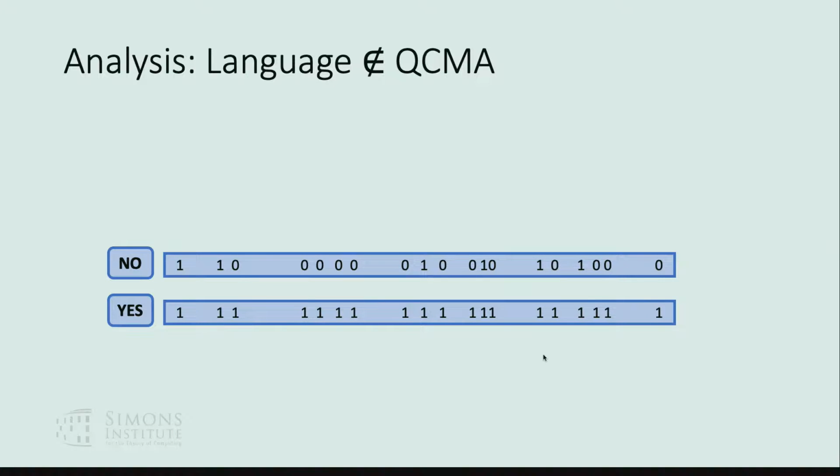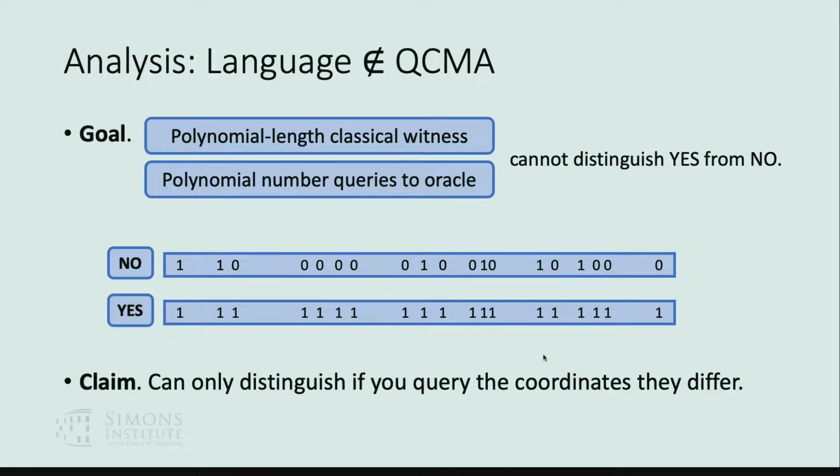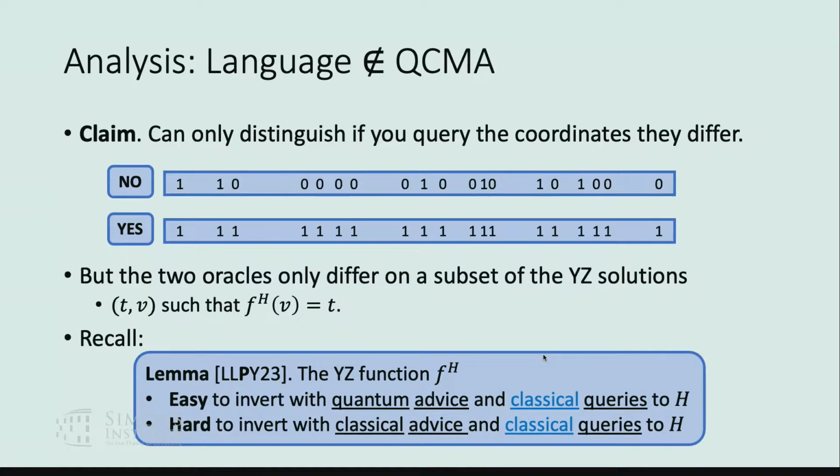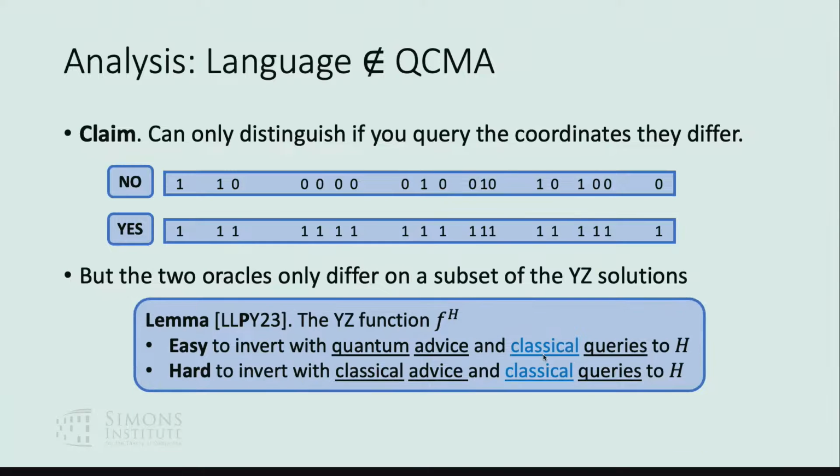So let me convince you that it's not in QCMA. Basically, you can only distinguish if you query at the valid coordinates where they differ, right? And as I said, these coordinates are actually hard to find. They're solutions of the Yamakawa-Zandri problem. So you can only distinguish if you query at some t, v. And recall that we said it's hard to invert if you have classical advice, and you're only allowed classical queries to H. So this is kind of where the classical query restriction comes in. You need to have classical queries.